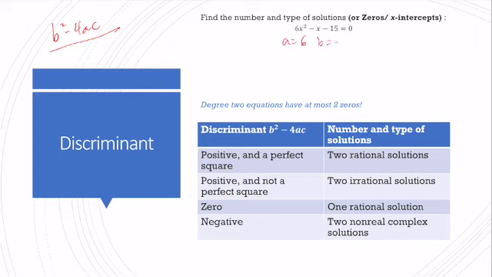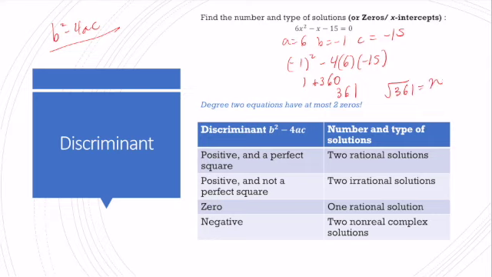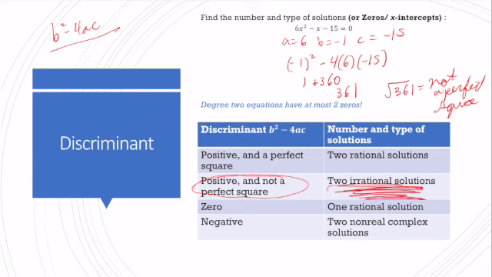In this case, a equals 6, b equals negative 1, and c equals negative 15. So I'm going to have negative 1 squared minus 4 times 6 times negative 15. So I'm going to have 1, and then I have negative 4 times 6, which is 24, and I have 24 times 15, but it's two negatives, so it's going to cancel out, equals 360. If I add 1 to that, I get 361. Now, is the square root of 361 a perfect square? No, it's not a perfect square. But it is positive. So I'm going to have two irrational solutions.